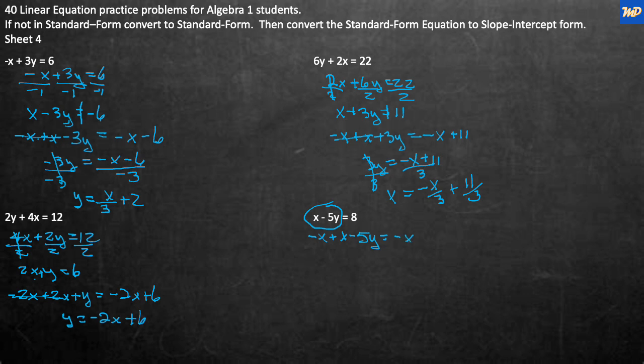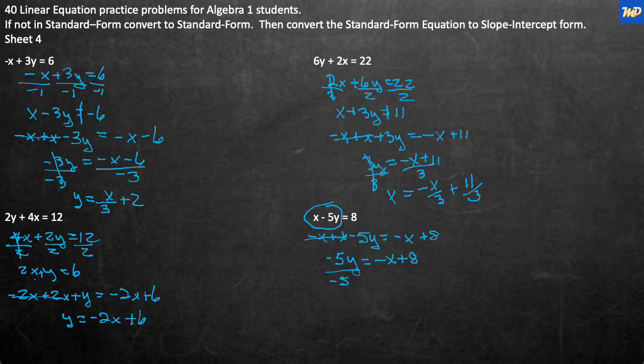Minus x plus 8. So now the x's can cancel on the left-hand side because that's what we're trying to do. And we have negative 5y is equal to negative x plus 8. And as we said before, there are no common factors in these coefficients, except for 1. So we can now just divide by, what do we divide by? We could divide by negative 1 and then divide by 5, or just do it all at once. I'm going to divide it all at once.